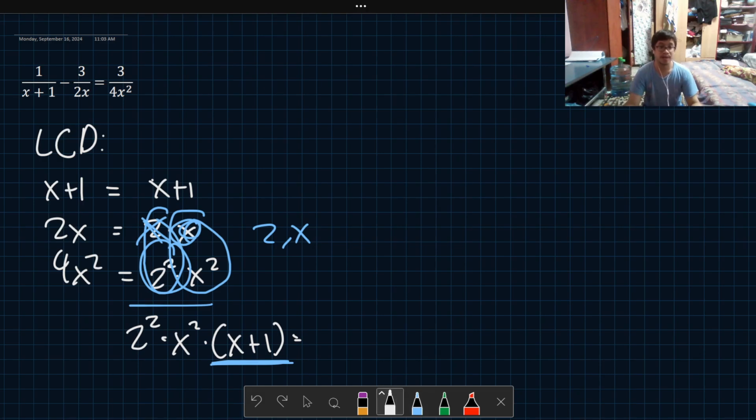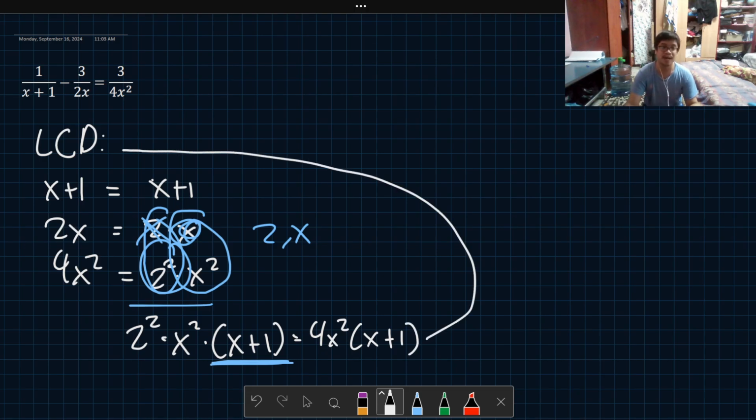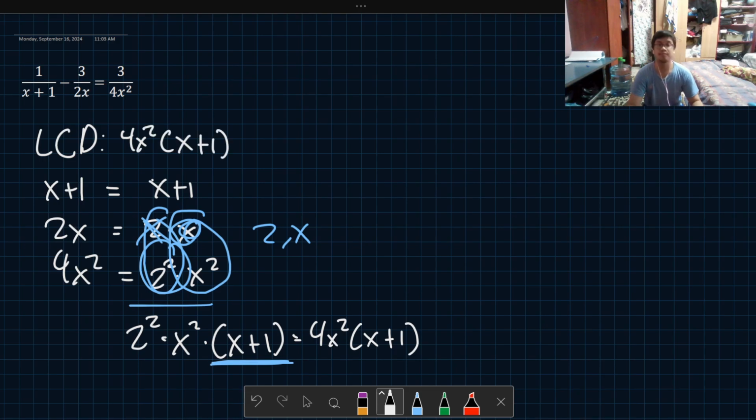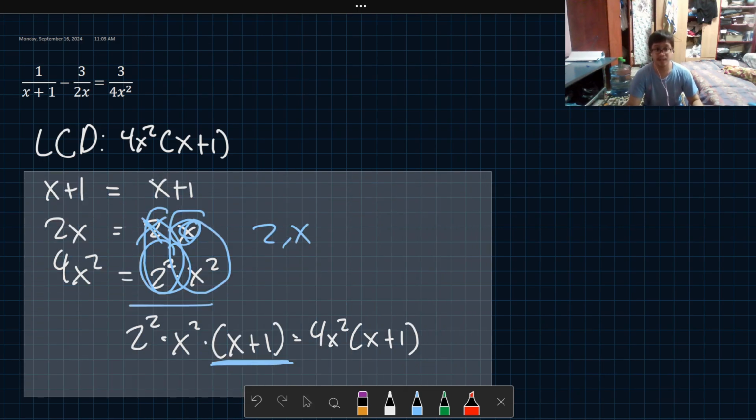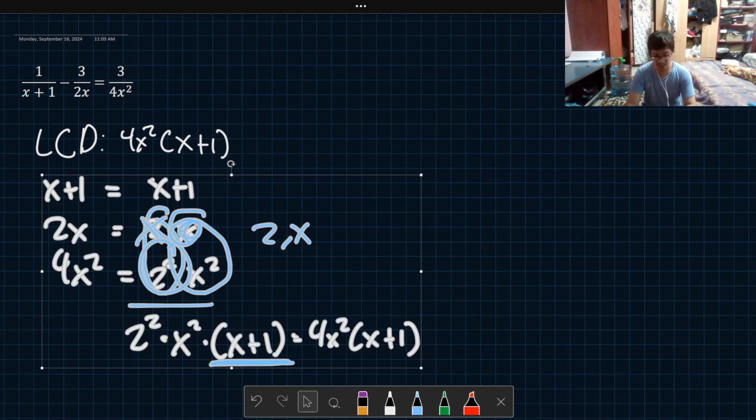So 2 squared is again the same as 4, right? So we can rewrite it as 4 times x squared, 4x squared, times quantity x plus 1. And what will be the result here? That will be your LCD. So your 4x squared times quantity x plus 1. That's it. Now I'm going to erase this because we're going to proceed to the next step.